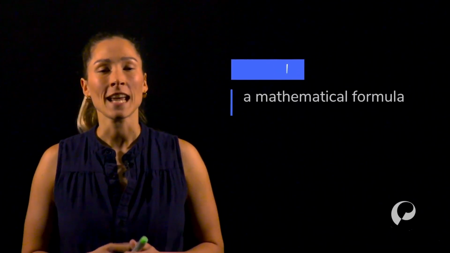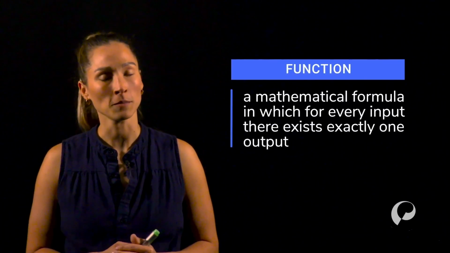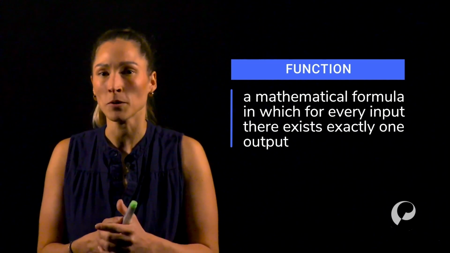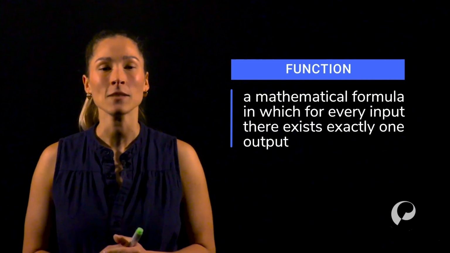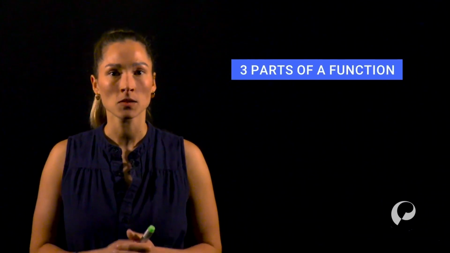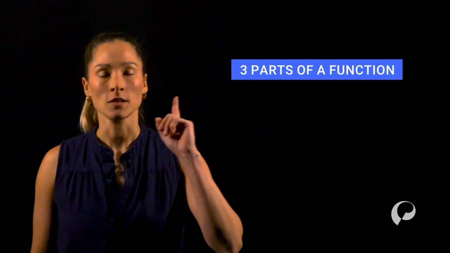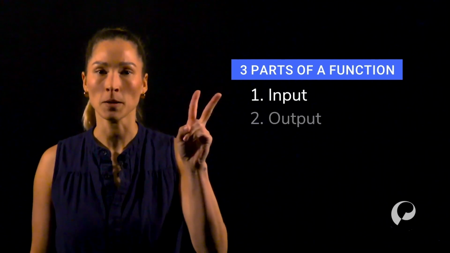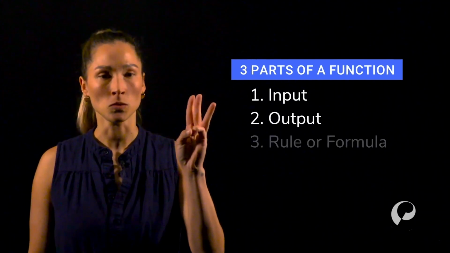So let's briefly review the definition of a function. A function is a rule or mathematical formula that for every input, there exists exactly one output. So there are three separate parts to a function. There's the input, the output, and the rule or formula.